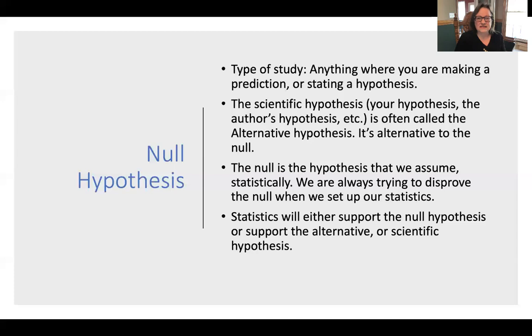You never accept it, though. You never accept the null because we're always thinking maybe our study wasn't perfect. Maybe we don't know. We don't trust that what we see is the null, if that makes sense. So we assume it statistically, and we try to disprove it. We disprove it by saying the chances of this happening if the null were true are so slim that I don't think the null is true. We're going to disprove the null.